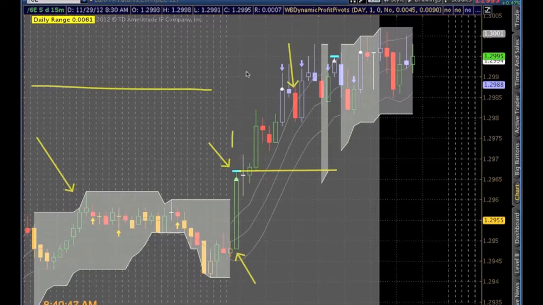The only other thing of note are the arrows. The dynamic profit pivot arrows tell you which direction the pivot is biased towards. So we're up at a pushing point here on an upper pivot, and price is biased to the downside, whereas down here the arrows were pointing to the upside, and price action was biased to the upside.